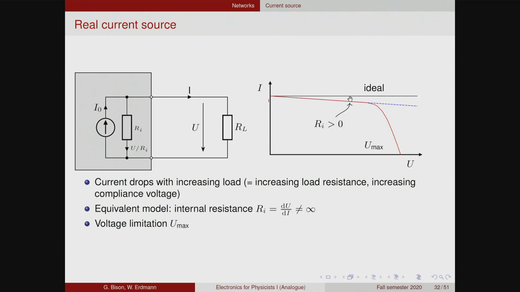And then, of course, you can have a voltage limitation, simply also something that you adjust on the benchtop power supply if you set a voltage. And if the compliance voltage that is necessary to drive the current exceeds that voltage limit, then the current will simply not be able to increase.